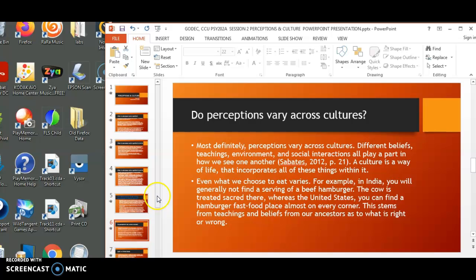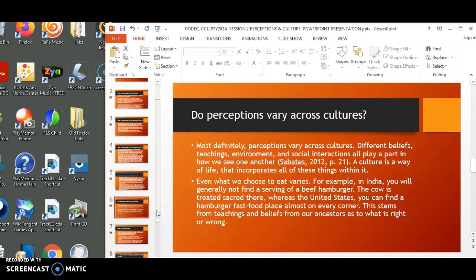Even what we choose to eat is varied from place to place. For example, again, in India, you're not going to be finding a serving of a beef hamburger because it's the cow that is treated sacred there. Whereas in the United States, there's a hamburger fast food restaurant in every corner practically. So they definitely look at us a little bit different because we treat our animals slightly different.